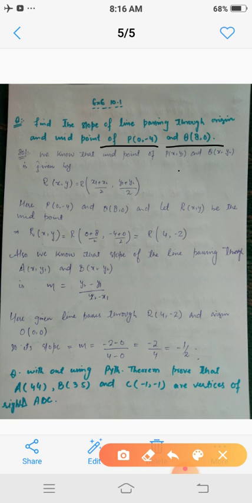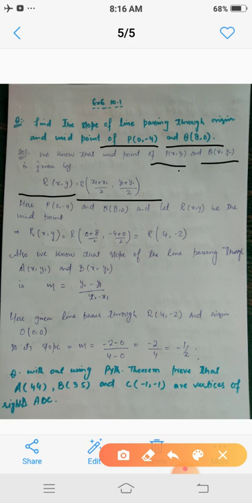We know that the midpoint of line P of x1, y1 and Q of x2, y2 is given by R, whose coordinates are x and y, and these are given by R of (x1 plus x2) upon 2 and (y1 plus y2) upon 2 by the section formula.